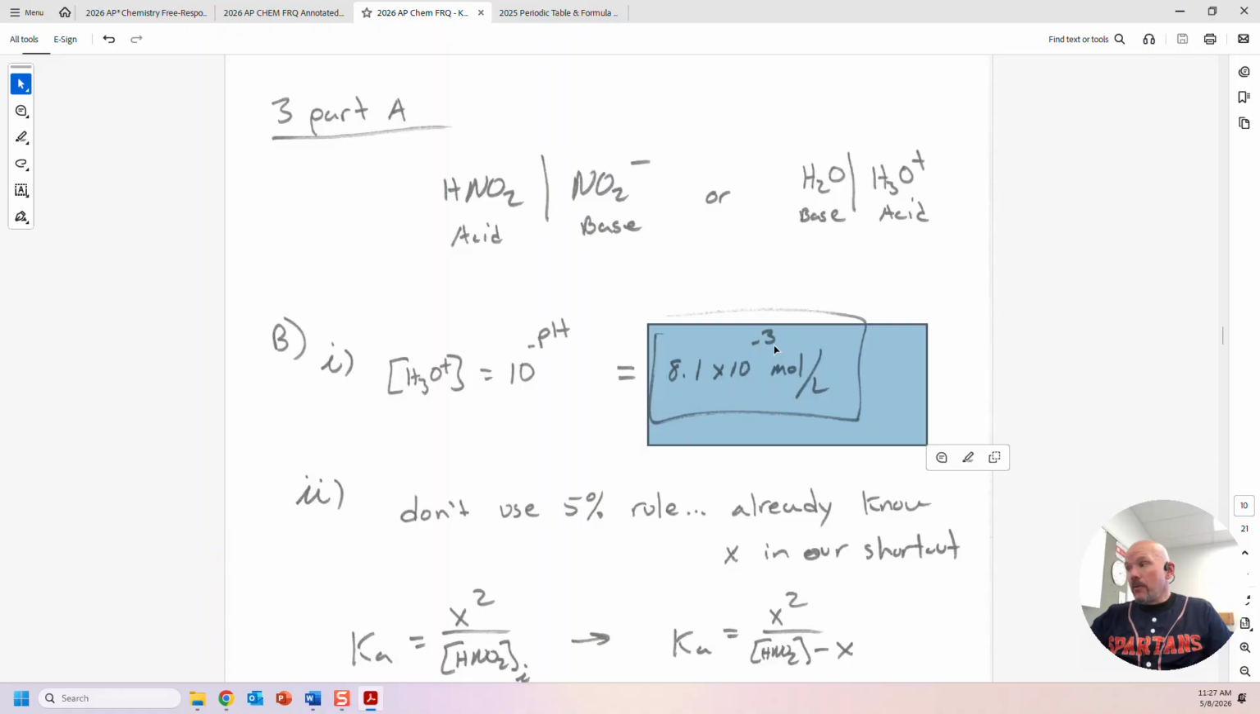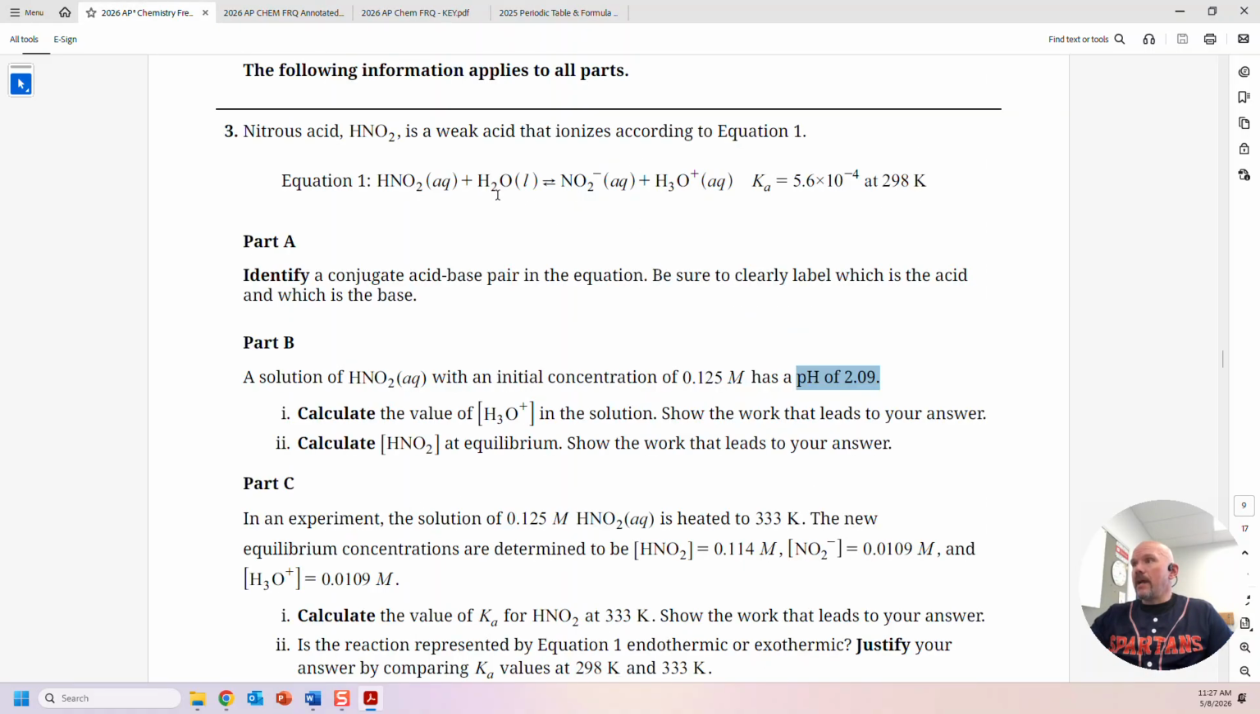And again, remember your units of molarity, so capital M or moles per liter, right? So our hydronium concentration in that acid solution described in part B is that. Now, it would also be the concentration of nitrite, the NO2 minus concentration, because for every 1 hydronium, you're going to get 1 nitrite. If we look at the reaction, for every 1 of these produced, you're getting 1 of those. So the molarity of hydronium in the solution is going to be equal to the molarity of nitrite in the solution.